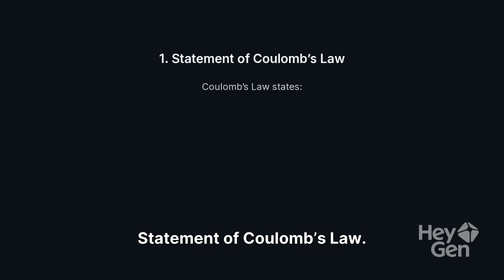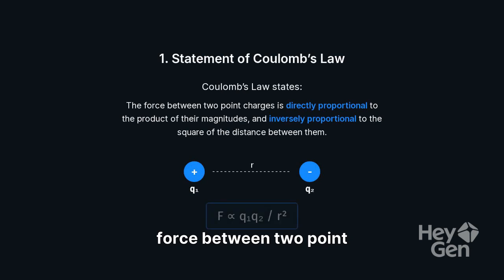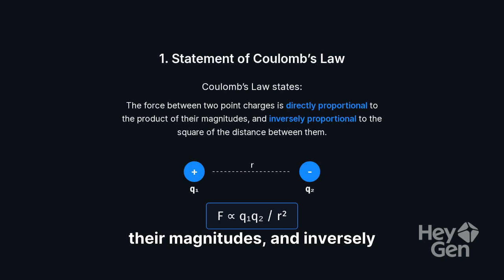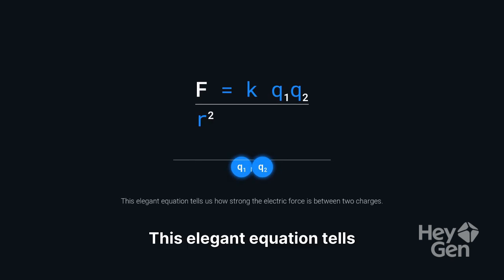1. Statement of Coulomb's law. Coulomb's law states, the force between two point charges is directly proportional to the product of their magnitudes and inversely proportional to the square of the distance between them. F = k q₁q₂/r². This elegant equation tells us how strong the electric force is between two charges.